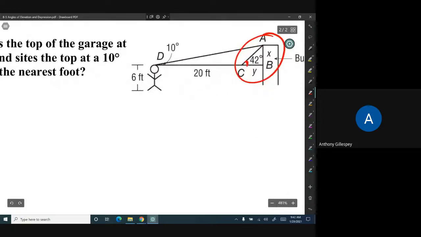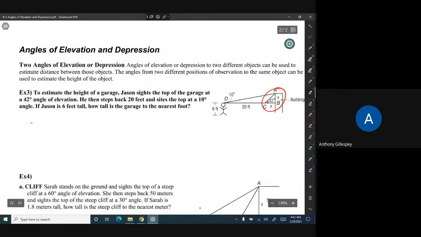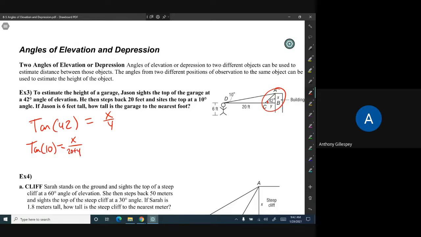So what is that? Let's see, what's the formula going to be? The tangent of 42 is equal to x over y. That's my first equation, right? The tangent of 10 is equal to what? x over 20 plus y. That's where people mess up, right? All right, cross multiply, you end up with x equaling the tangent of 42 times y, and x equaling the tangent of 10 times 20 plus y, right?